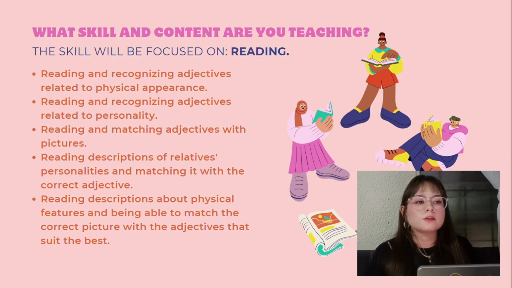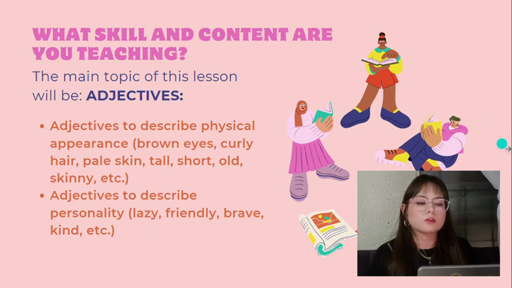What skill and content I am going to teach? The skill is going to be focused on reading, so they are going to learn reading and recognizing adjectives related to physical appearance, reading and recognizing adjectives related to personality, reading and matching adjectives with pictures, reading descriptions of relative personalities and matching it with their correct adjective, reading descriptions about physical features and being able to match the correct picture with the adjectives that suit the best.